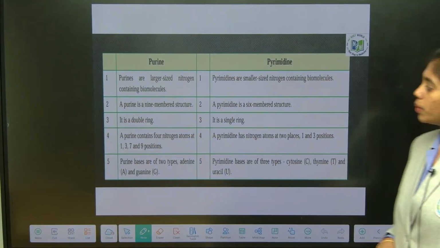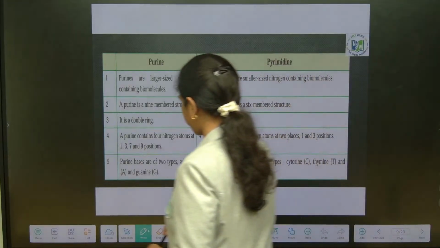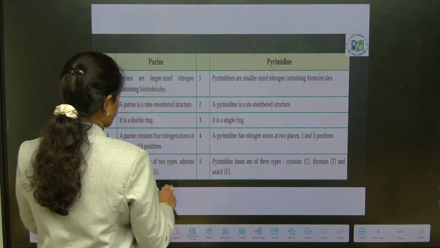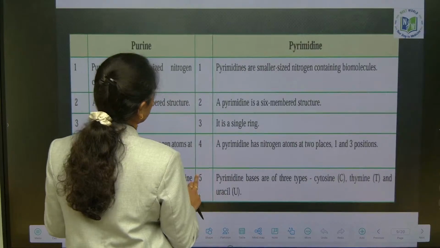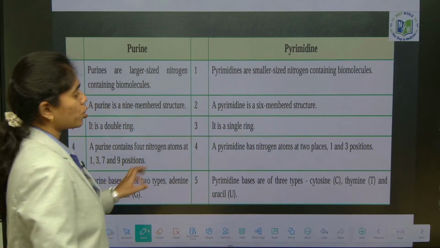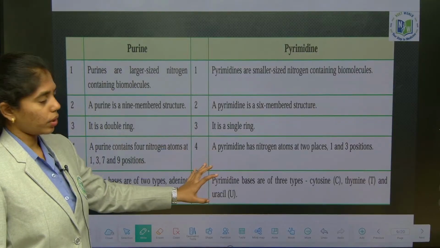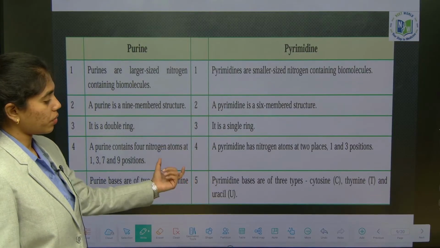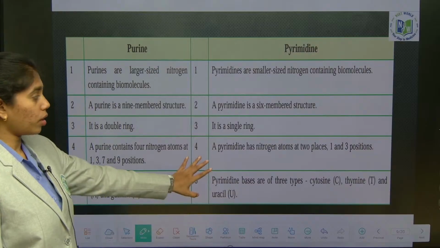Here we go with purine and pyrimidine. Differences between purines and pyrimidines. Simple only, till now what we have discussed, that only will be there. Just go through this, what all we have discussed, that only will be there. Have a comparative analysis. If you are having any doubt, ask me. Need not take down.